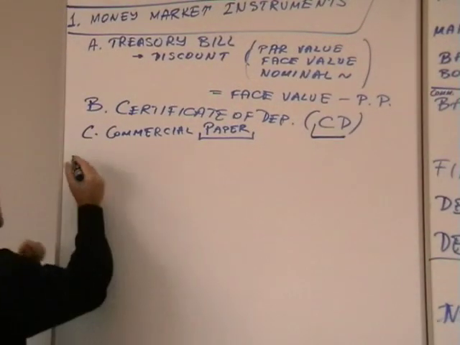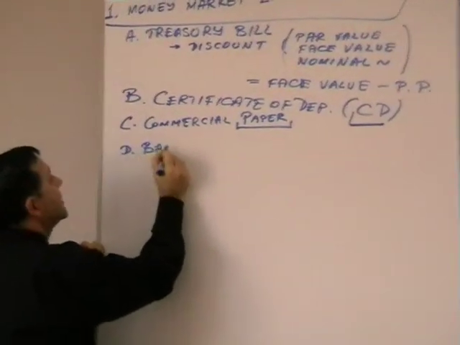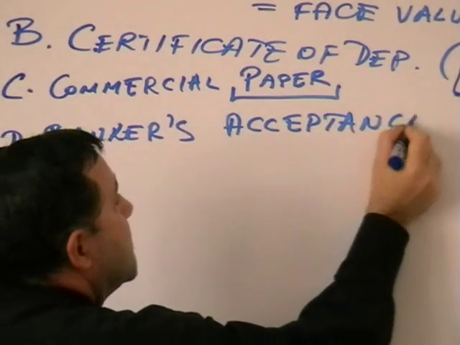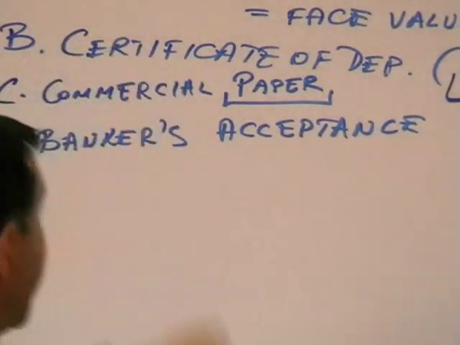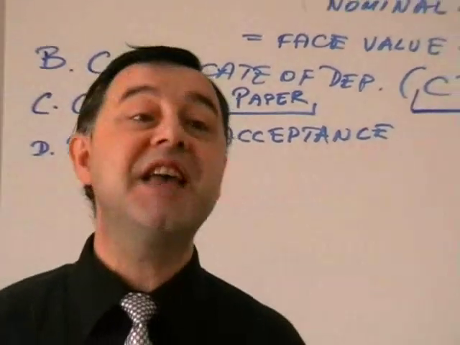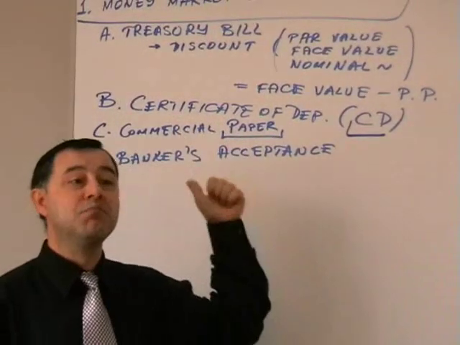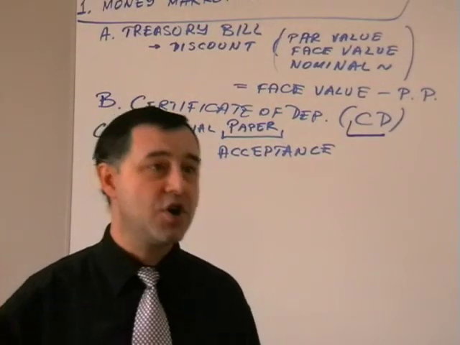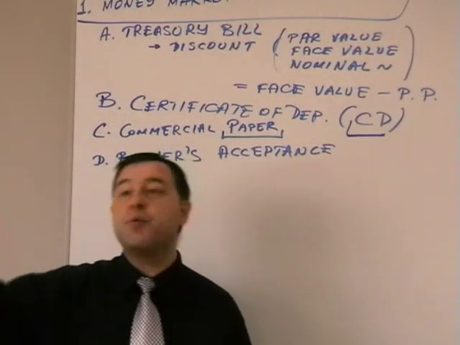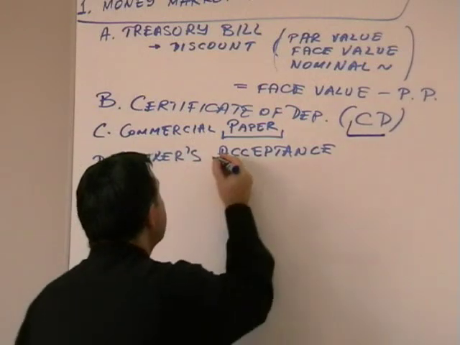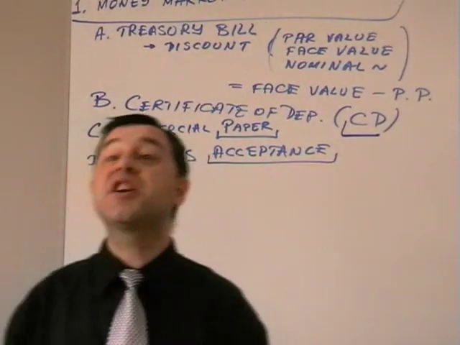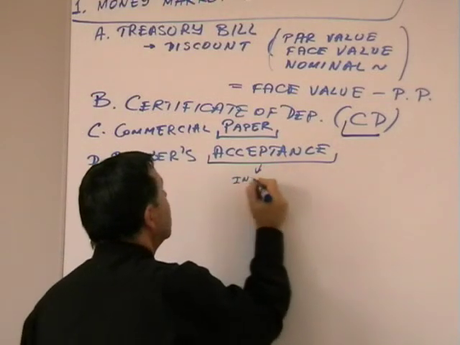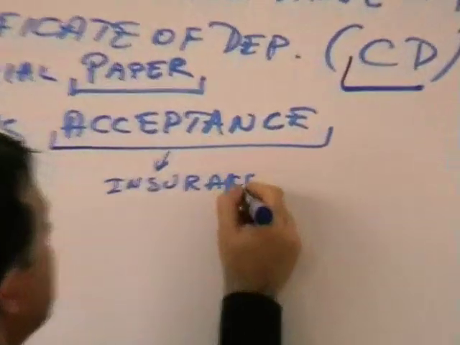Nothing interesting. The next one, D, is bankers' acceptance. This is tricky to remember because the name is misleading. Banker's acceptance is a liability of a commercial enterprise, a liability of a business. So it is an instrument issued by a commercial business, which is a promise to pay within certain terms, and has been, as we call it, accepted by a commercial bank. The acceptance of a commercial bank has the economic meaning of insurance.